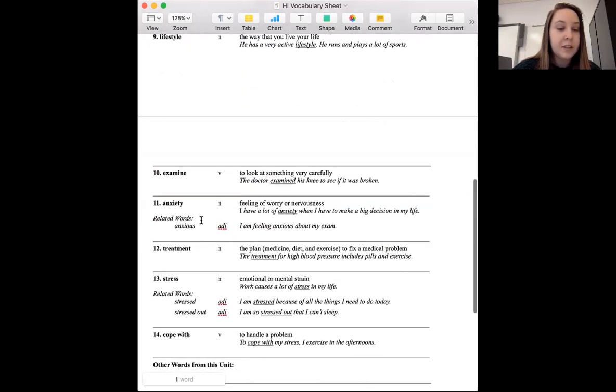And then we also have a few down here with anxious. I feel anxious, or he is anxious. And then stressed and stressed out are also our adjectives. So these are going to go before a noun. Those of you who speak Spanish, you have to keep in mind to flip your nouns and adjectives. Adjectives come before nouns in English.